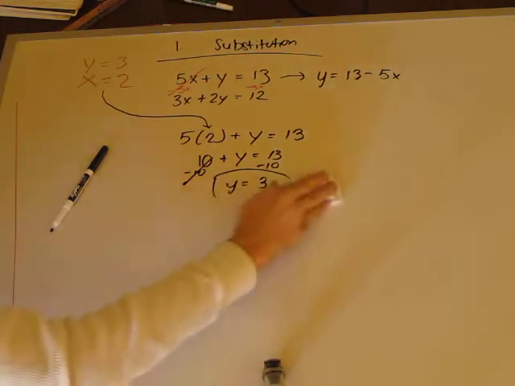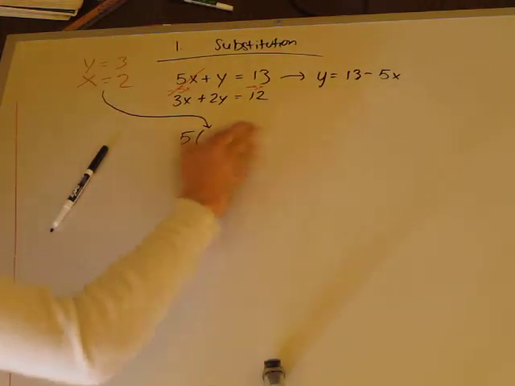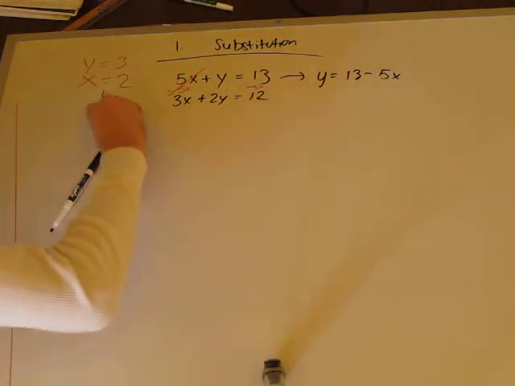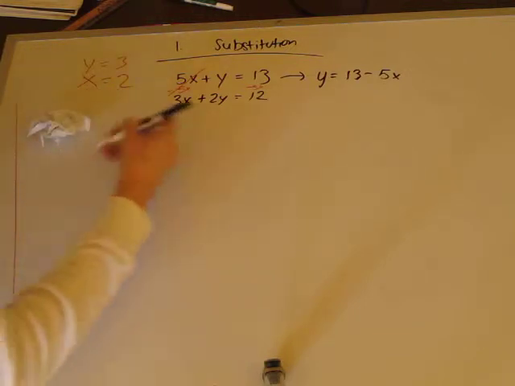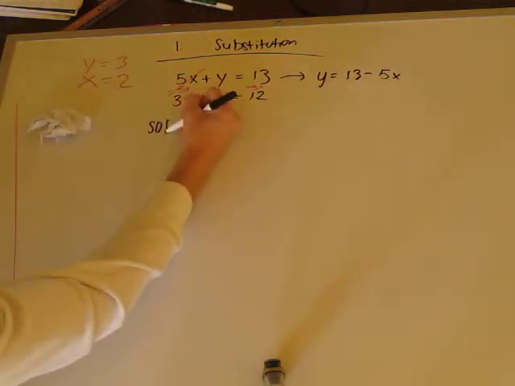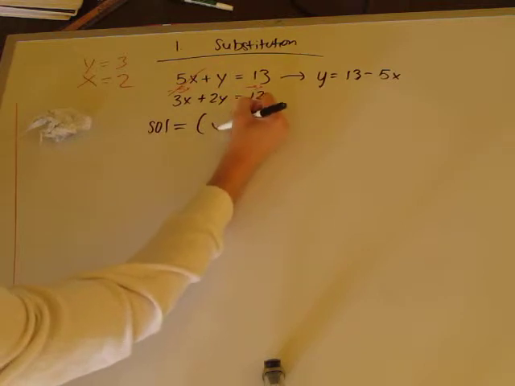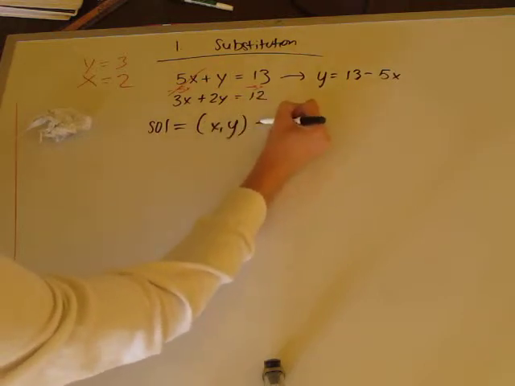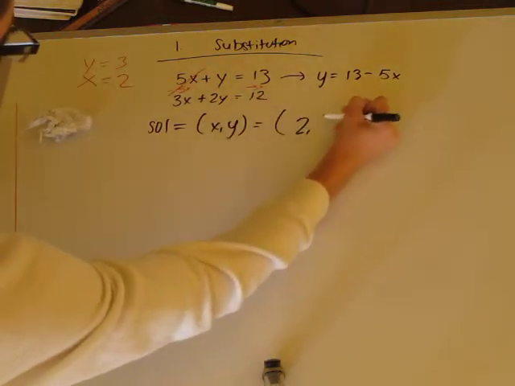Okay, so now we have our solution, which is a coordinate. So our solution equals a coordinate, x comma y, where x is 2 and y is 3.